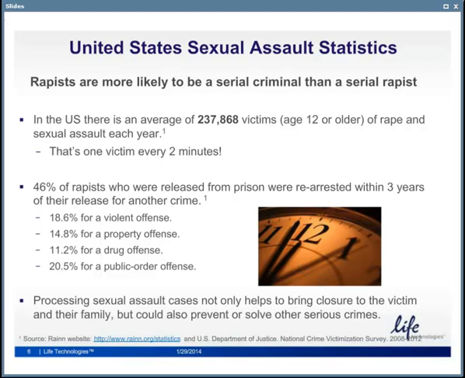So some background on sexual assault in the United States. Rapists are more likely to be serial criminals than a serial rapist. In the U.S., there's actually one victim of sexual assault every 2 minutes. And almost half of rapists who are released from prison are rearrested within 3 years of their release for another crime. So processing sexual assault cases not only helps bring closure to the victim, their family, and the communities, but can also help prevent or solve other serious crimes.